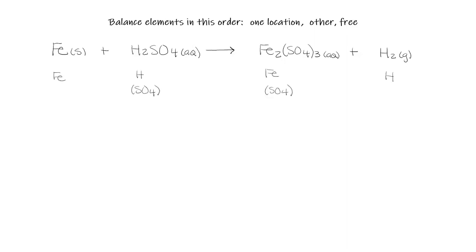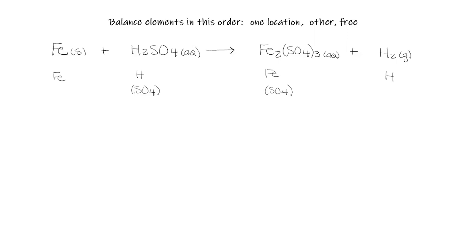So we'll start by writing each element underneath the substance where it appears, because this is where we're going to do our work to keep track of the numbers. You see that I've written sulfate within parentheses. Now I haven't included the charge there because I'm not keeping track of this as an ion. I'm simply keeping track of the atoms, and I want to count them collectively as a group. So for that reason, the charge is left off.